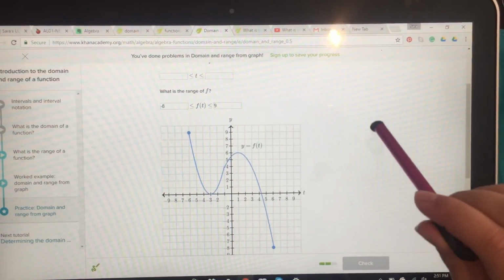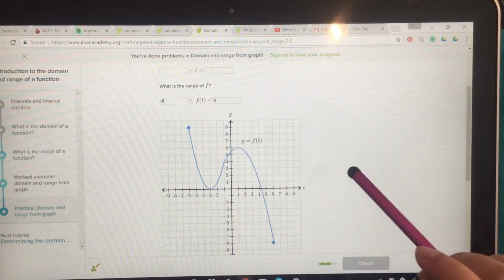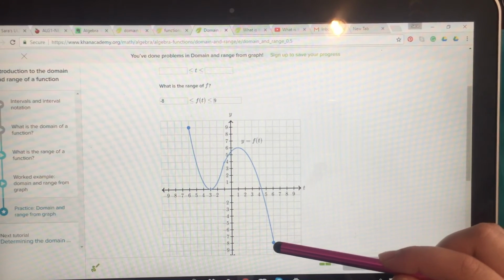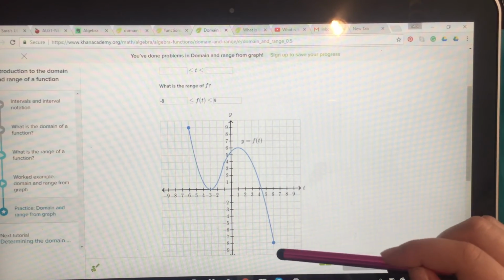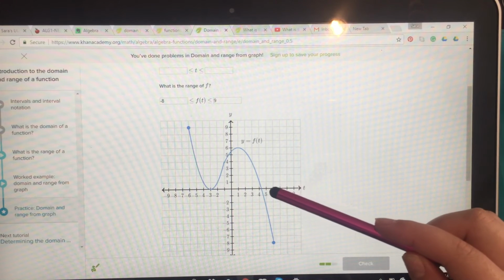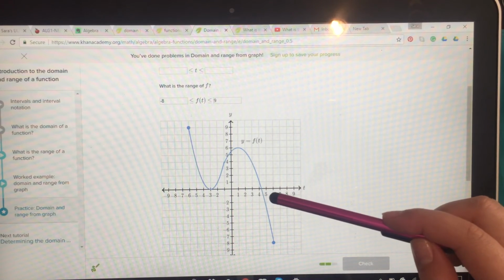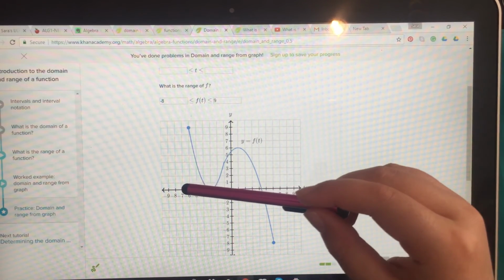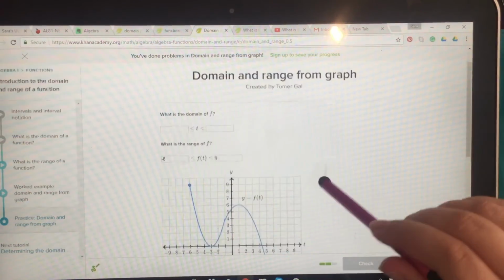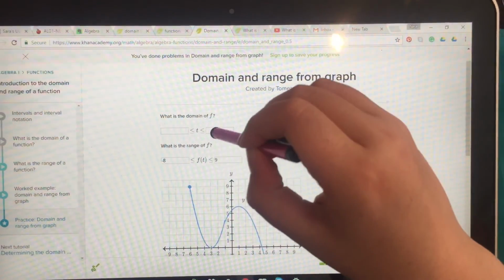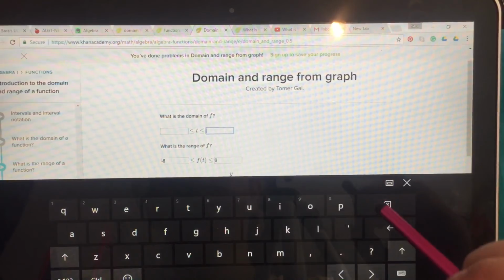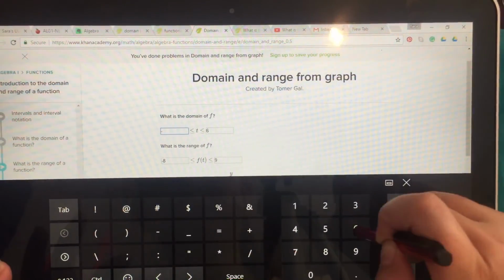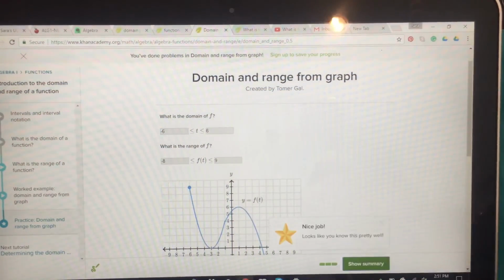Now we have to find the domain, and by finding the t column. Here we see this is the only point for the t column, and it is at 6. And then for here, as we can see, it is -6. Okay, so let's go there. 6 and -6. Check. Nice job.